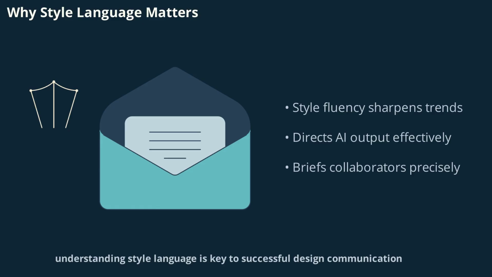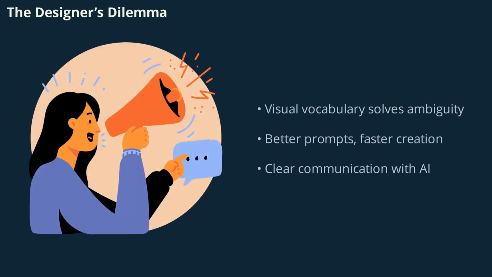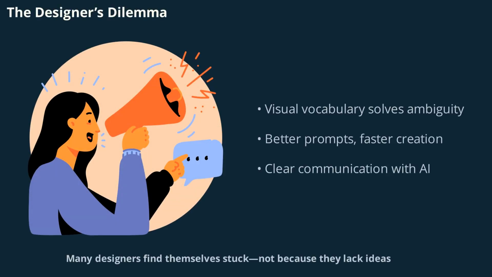Many designers find themselves stuck, not because they lack ideas, but because AI doesn't understand ambiguous prompts. The solution is a visual design vocabulary, a reference guide of styles that helps you write better prompts, create faster, and communicate more clearly. This guide was curated through research, conversations, and exploration, offering descriptions, core elements, and moods for each style. It's your playground for building visuals with intention and clarity.